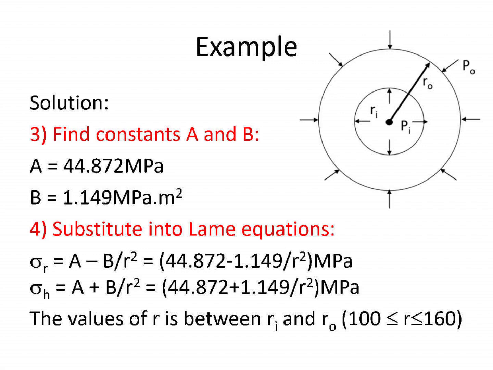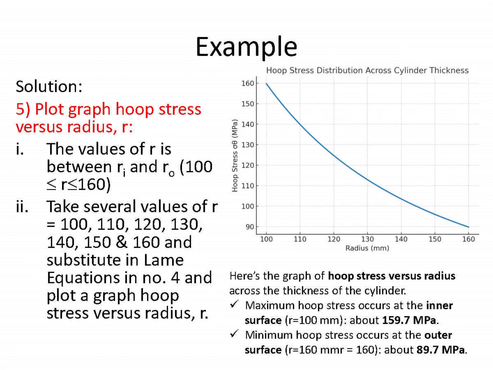To find the maximum and minimum hoop stresses, we evaluate the hoop stress at the inner and outer radii. The maximum hoop stress occurs at the inner surface, where the radius is 100 millimeters. The value of the maximum hoop stress is approximately 159.7 megapascals. The minimum hoop stress occurs at the outer surface, where the radius is 160 millimeters. The value of the minimum hoop stress is approximately 89.7 megapascals.